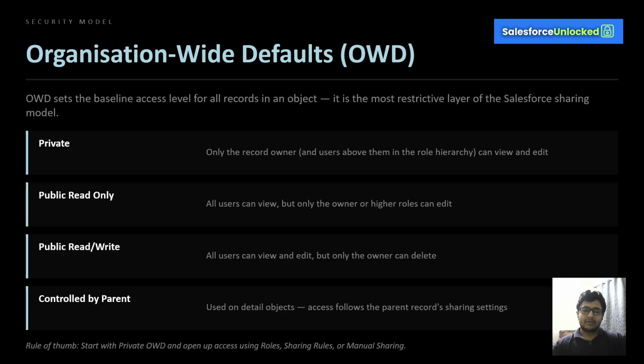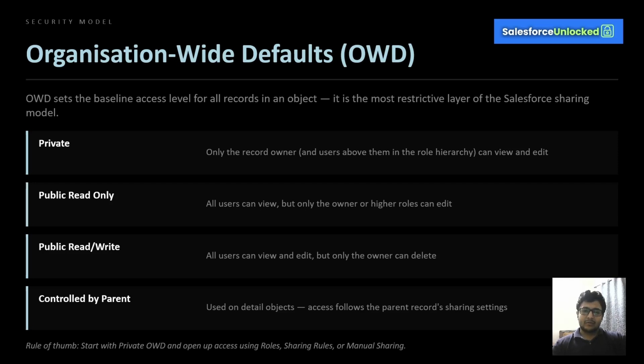So there are possibly many settings in OWD which define the access on a particular object. In the slide, you can see there are four particular settings which are defined. First is private, second is public read only, public read write, and controlled by parent. First we will cover what is private.